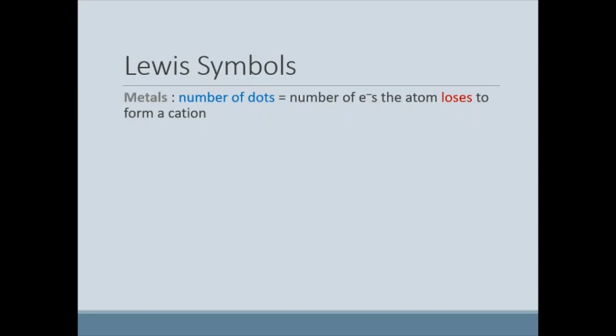For metals, the number of dots you're going to draw around the symbol is the number of electrons that that atom is going to lose in order to form a cation, such as sodium in group 1. Because it's in group 1, we know that sodium is going to have a common ionic charge of +1. The reason why it's a +1 is because it loses 1 electron. And so when we draw these things out, sodium has 1 valence electron, and therefore it's going to have 1 dot on its Lewis symbol.